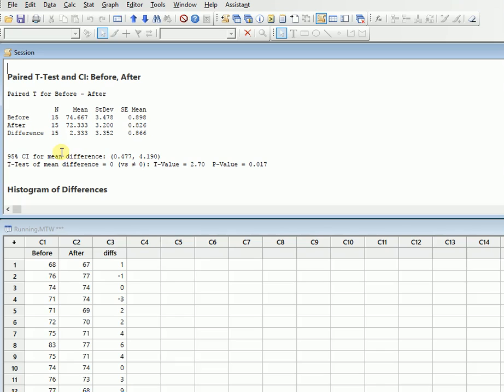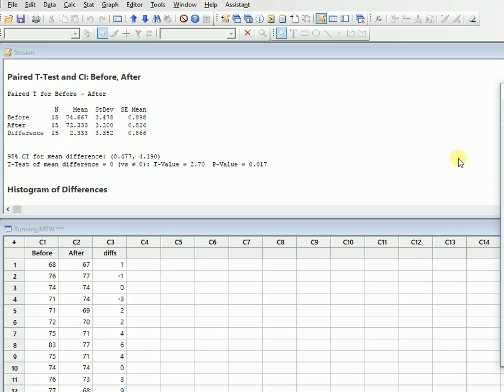So basically it is telling you the 95% confidence interval for the mean difference lies between 0.477 and 4.910, and it also gives you the p value and the t value. Based on this data, you can see that the null hypothesis H0 is that the mean difference is equal to 0, and the alternative hypothesis is that the mean difference is not equal to 0.